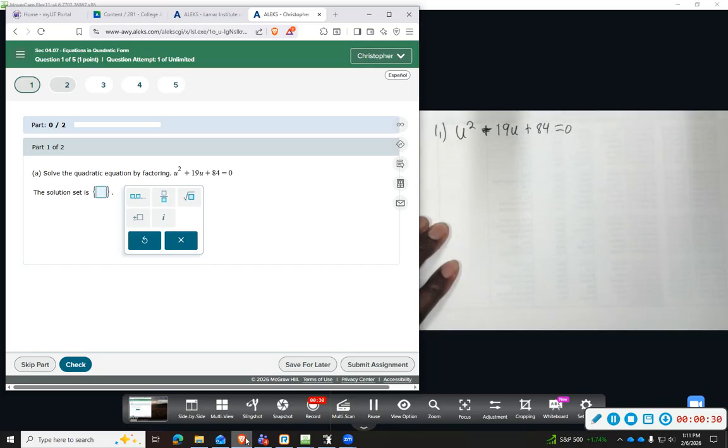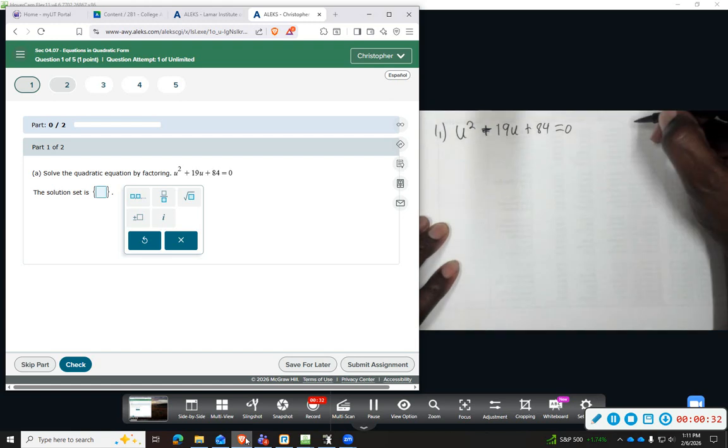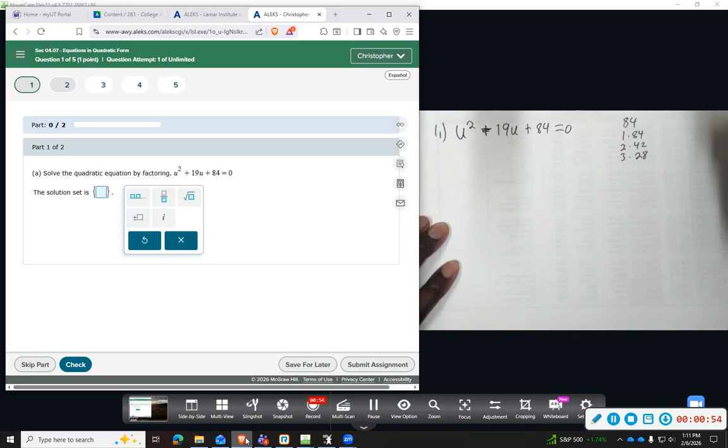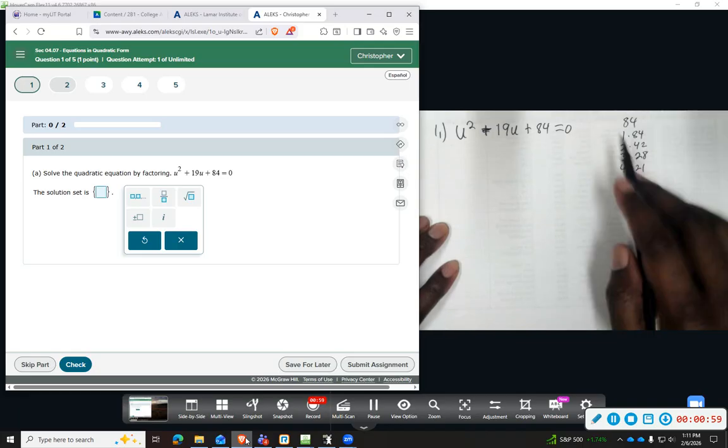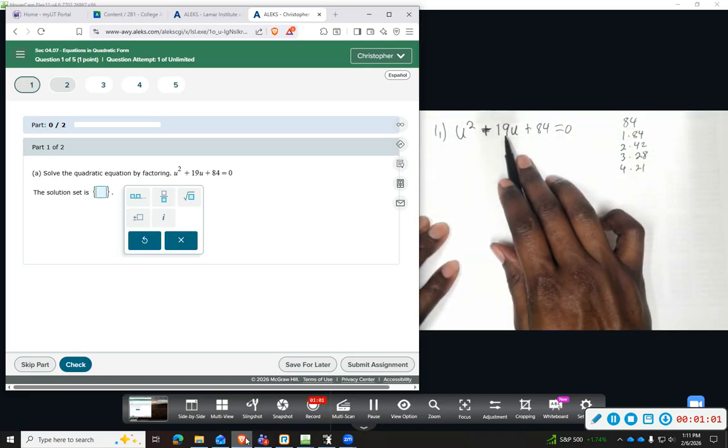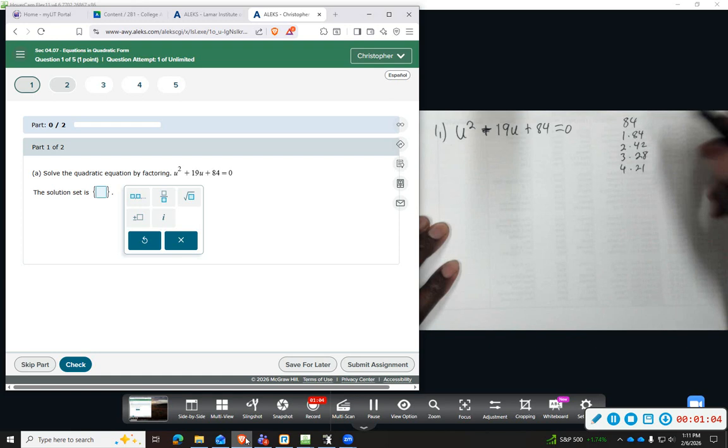equals 0. All right, so 1 times 84 gives us 84, so this is our number to factor. Factors of 84: 1 times 84, 2 and 42. That would be divisible by 3. 8 plus 4 is 12, that's divisible by 3, so 3 and 28, 4 and 21. And what we're doing is looking for numbers that, when we add, give us 19. We're still over 19, so we're not there yet.